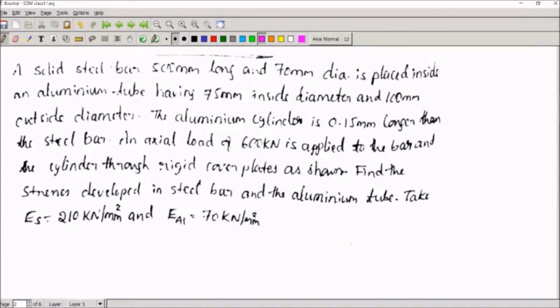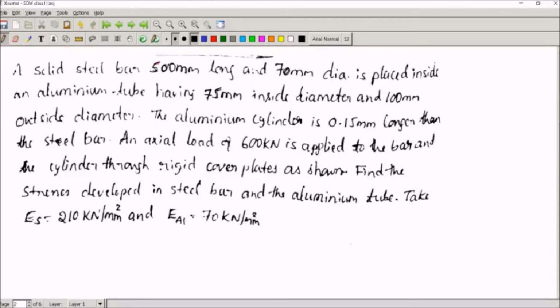It's a solid steel bar 500 mm long and 70 mm diameter. It is placed inside an aluminum tube having 75 mm inside diameter and 100 mm outside diameter. Aluminum cylinder is 0.15 mm longer than the steel bar. An axial load of 600 kilonewton is applied on the bar and the cylinder through rigid cover plates. Find the stresses developed in steel bar and aluminum tube.